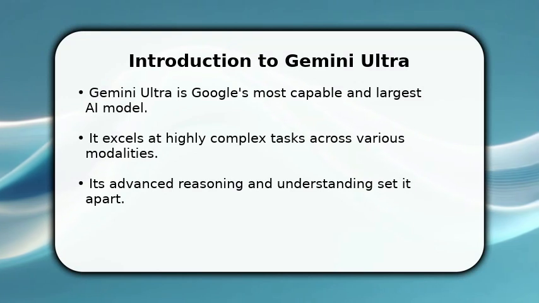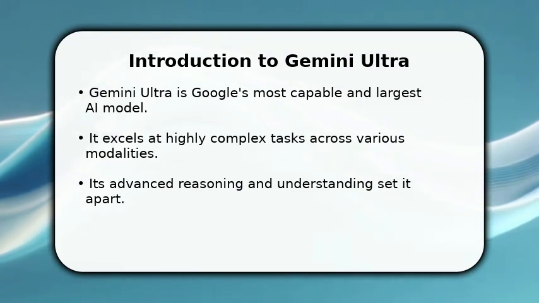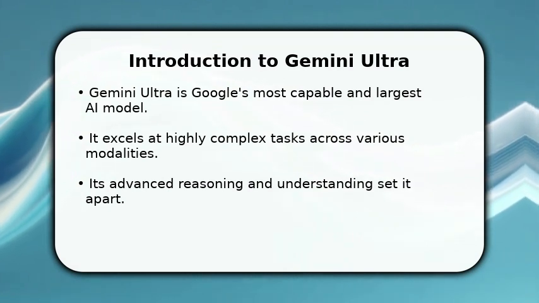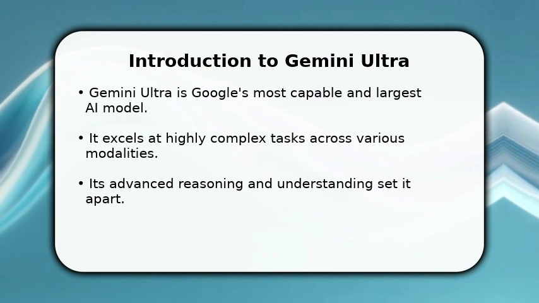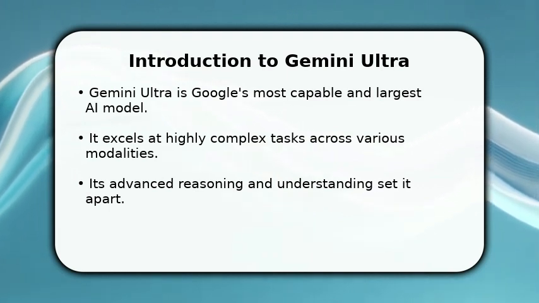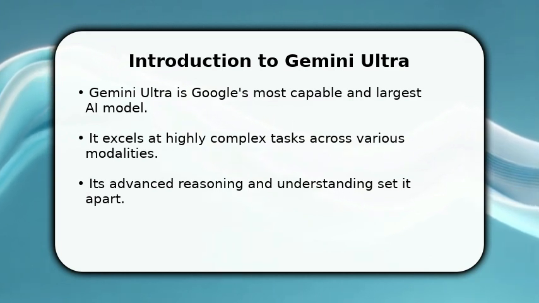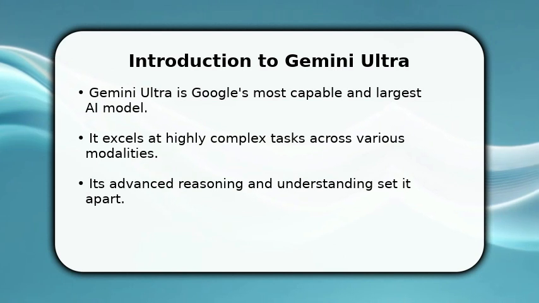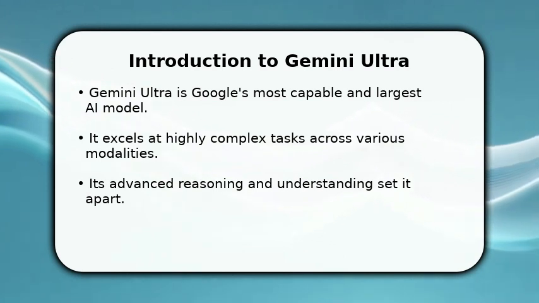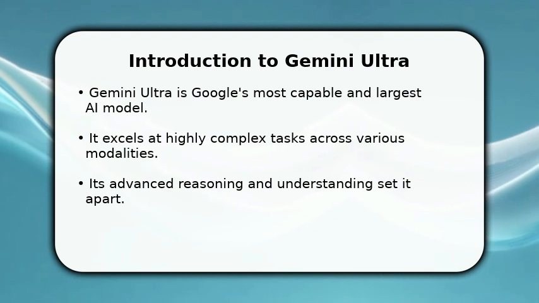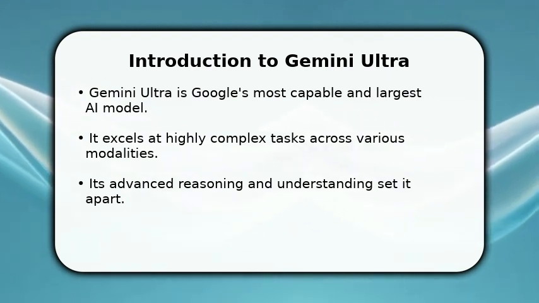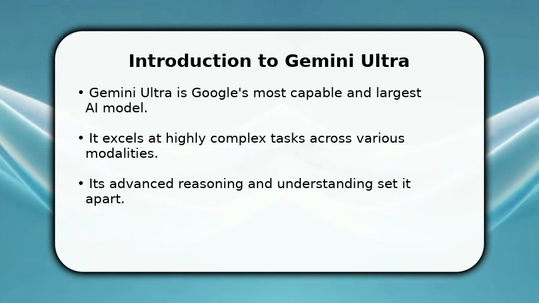In this video, I will explain how to use Gemini Ultra. First, understand that Gemini Ultra represents Google's most advanced and largest AI model, designed for highly complex tasks. It demonstrates exceptional performance across text, image, audio, and video, making it incredibly versatile. Its advanced reasoning capabilities allow it to understand nuanced instructions and generate sophisticated outputs. This guide will help you harness its full potential, from basic interactions to advanced applications, ensuring you can leverage its power effectively for your projects and inquiries.